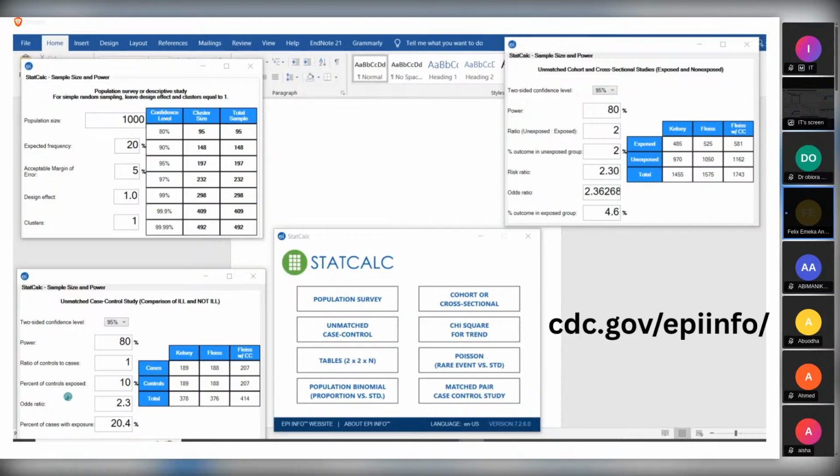But if you're doing a study and it's not a cluster study, please leave your design effect as 1.0. You don't need to multiply by anything. All right? So if the design effect is 1, it means the cluster will be 1. All right? So that's how it works.